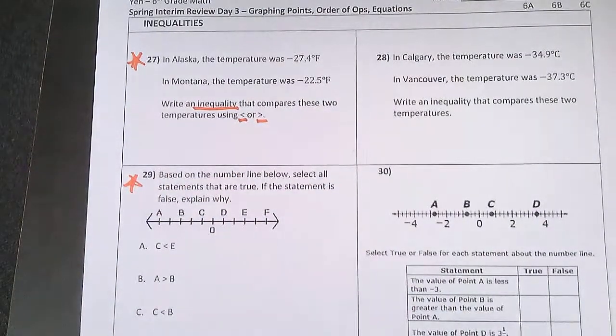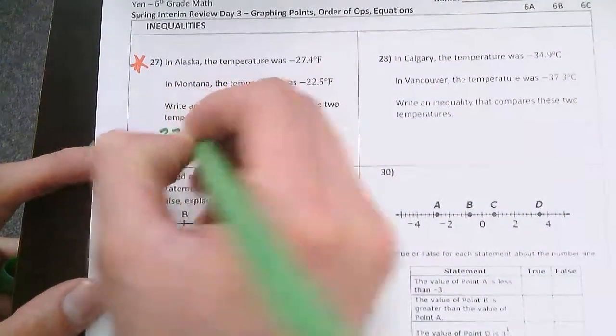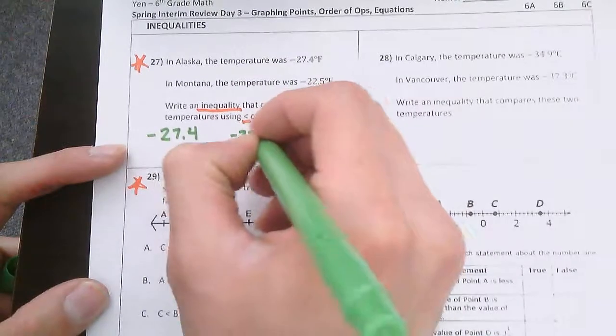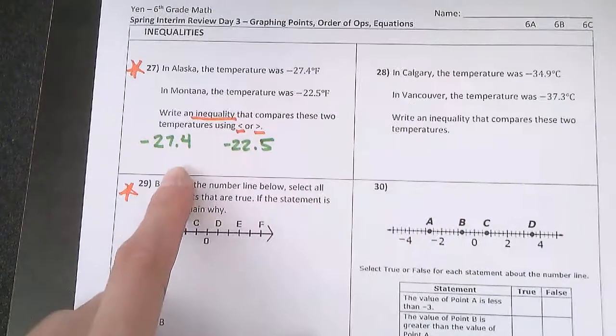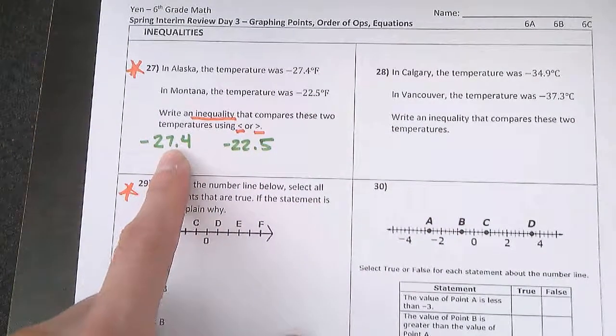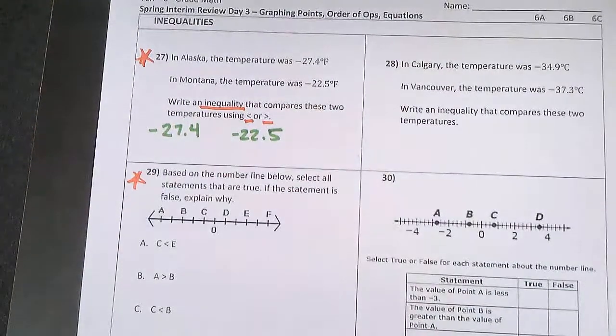So I can start by writing out my two numbers. Negative 27.4, and then I also have negative 22.5. And I want to think to myself, which of these numbers is more negative? Well, negative 27.4 is further to the left on the number line, so negative 27.4 is less, right?